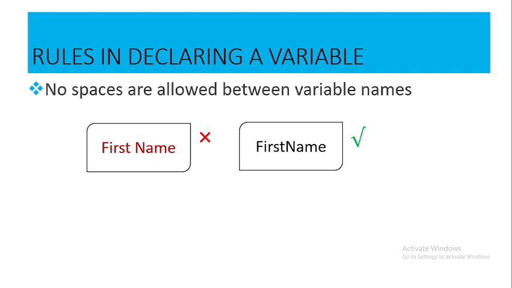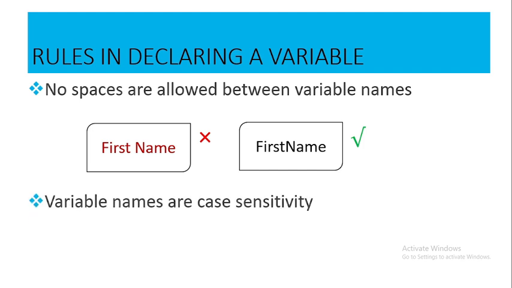If you want to use two words, then you either have to combine the words using underscore or you write the two words together as one. No spaces are allowed between variable names. The next rule is that variable names are case sensitive. Variable names are case sensitive.